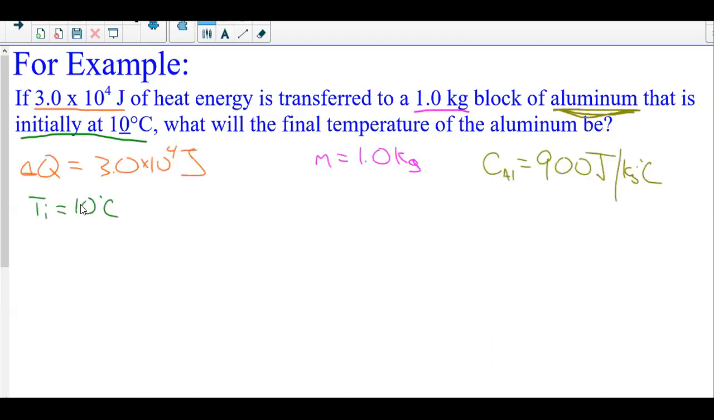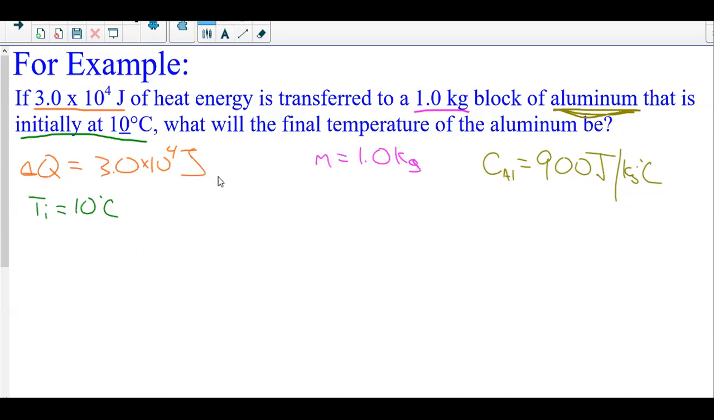So that's our first thing. Try to figure out all of our givens. So I just quickly highlighted them all. You have 30,000 joules of heat energy. I'll just write it down as 3.0 times 10 to the 4 joules. So that is our delta Q. If this is all new to you, you have to just get used to looking for the type of unit and associating that with the variable symbol. So joule corresponds to our delta Q.